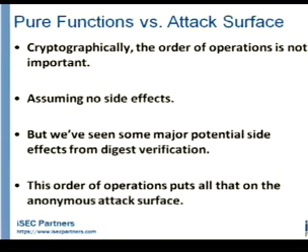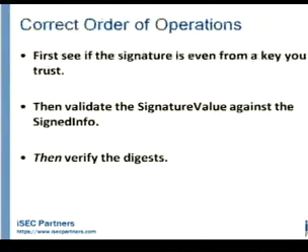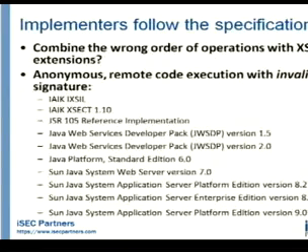And I'm going to be ramping this up because I'm running close on time. So the correct order of operations here is to check and see if you have a key that you trust at all, then validate your signature value, and then process your references and see if it was okay. But people get this wrong because the specification says it the other way. That's how people built it.